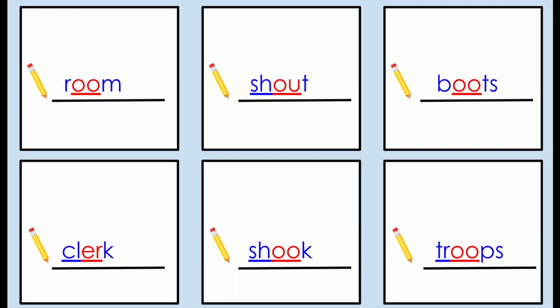S-H-O-U-T. Shout with the letter pairs S-H and O-U. The next word, boots. B-O-O-T-S with the letter pair O-O, making the U sound. The next word, clerk. C-L-E-R-K. Clerk with the letter pair C-L and E-R. The next word, shook. S-H-O-O-K, shook with the sound O-O. And the last word, troops, T-R-O-O-P-S, with the letter pairs T-R and O-O.